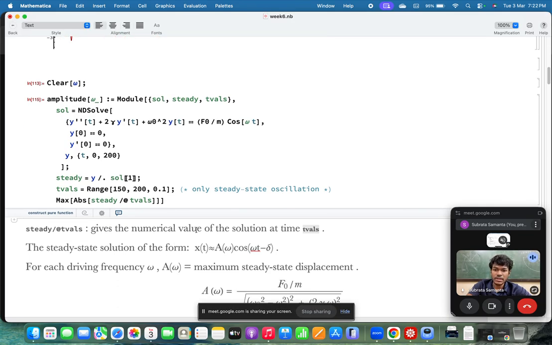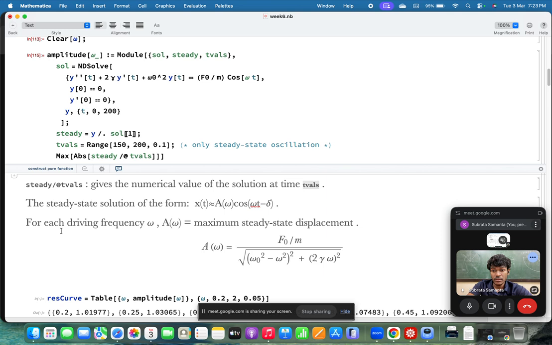So this gives the numerical values of the solutions at the time t values. The t values is a list, and you calculate at every timestamp what the amplitude is. Now we calculate the maximum absolute value of this amplitude, because the amplitude can be positive or negative, right. So I calculate the absolute values first, and then I calculate the maximum value of this amplitude from this list.